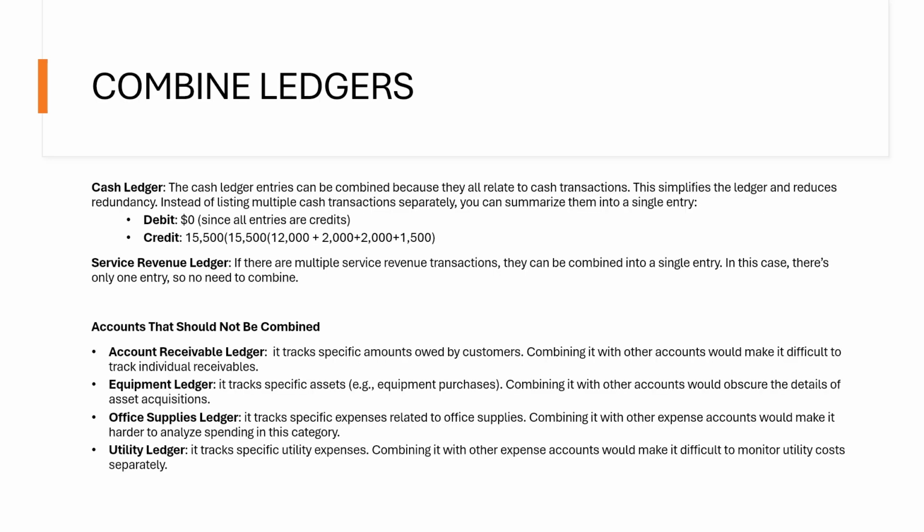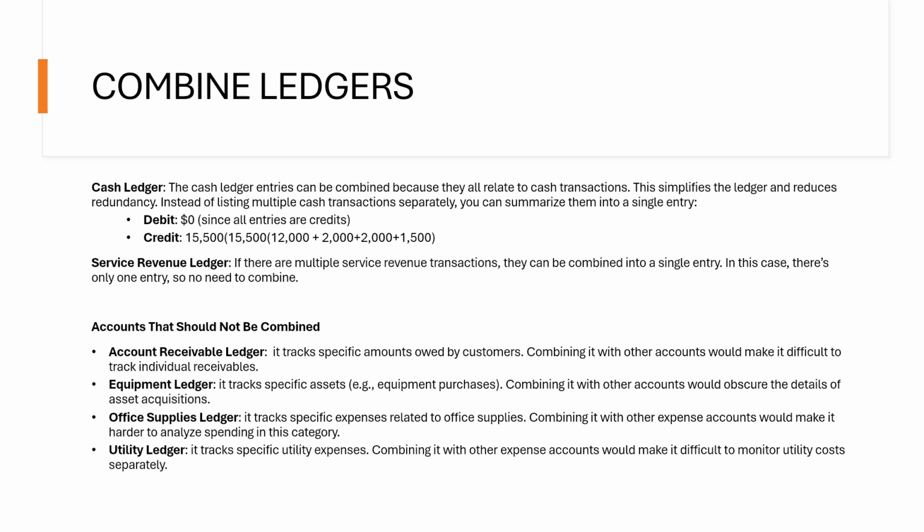When and how to combine ledgers. Some ledgers are combined. For example, we had one cash ledger earlier in the example, but we have some different expenses, including rent expenses and wage expenses. Some expenses, for example, can be combined or not. For example, the cash ledger needs to be combined.